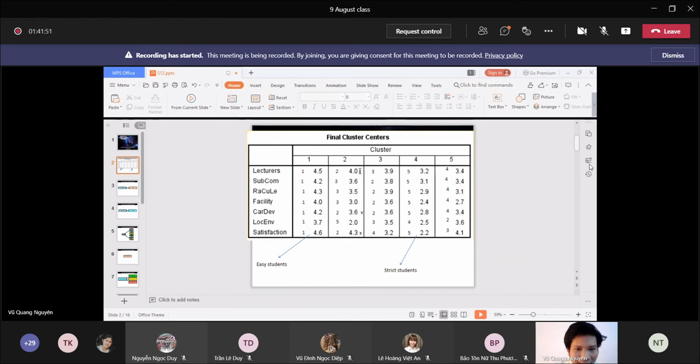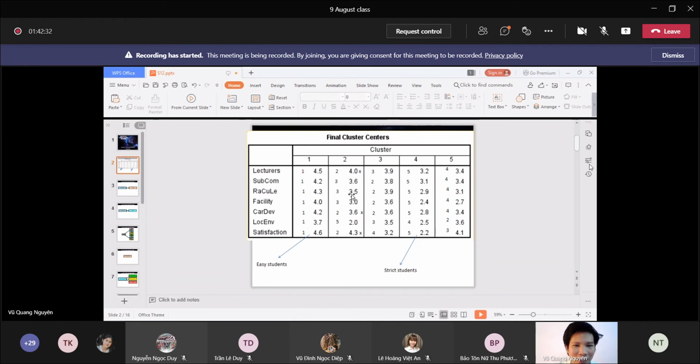High in satisfaction, high in lecturers, high in career development. Remember my model. My model is that lecturer, subject complexity, rationality of curriculum length, facility, career development, and location environment lead to satisfaction. So what about this cluster 2 here? What drives their satisfaction? You can see satisfaction here is high, lecturers is high, career development is high. So we can say that satisfaction of cluster 2 is driven by lecturers, driven by career development.